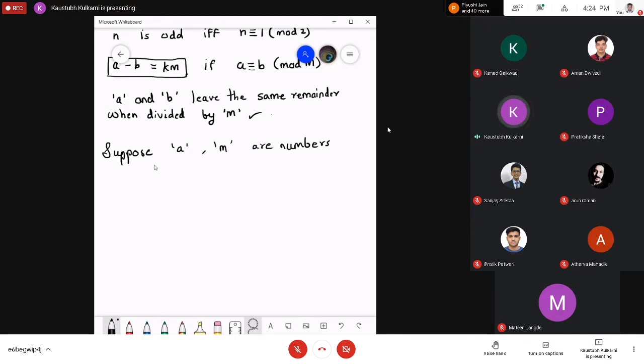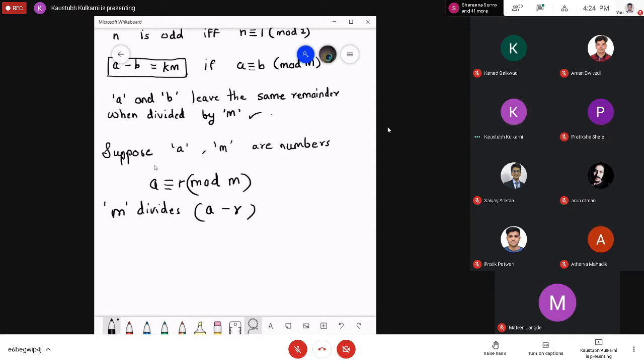Then we can say that A is congruent to R mod M. A is congruent to R mod M can be said as M divides A minus R.